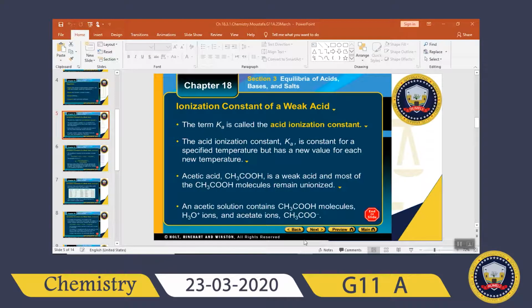As we mentioned before, K equilibrium is the equilibrium constant, and we denote it by Keq. This Keq equals the concentration of the products to the power of the coefficients over the concentration of the reactants to the power of the coefficients. In the same way, the Ka is called the acid ionization constant. And in the same way, we can calculate Ka as follows.